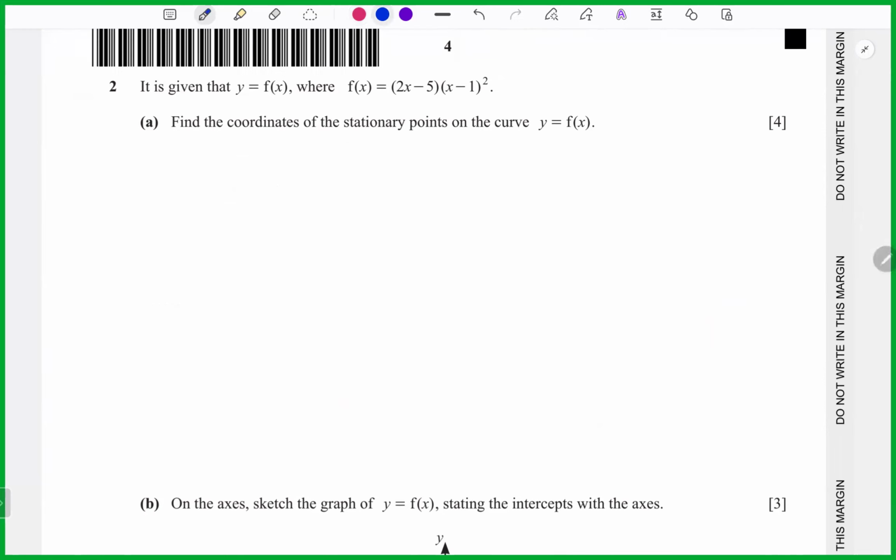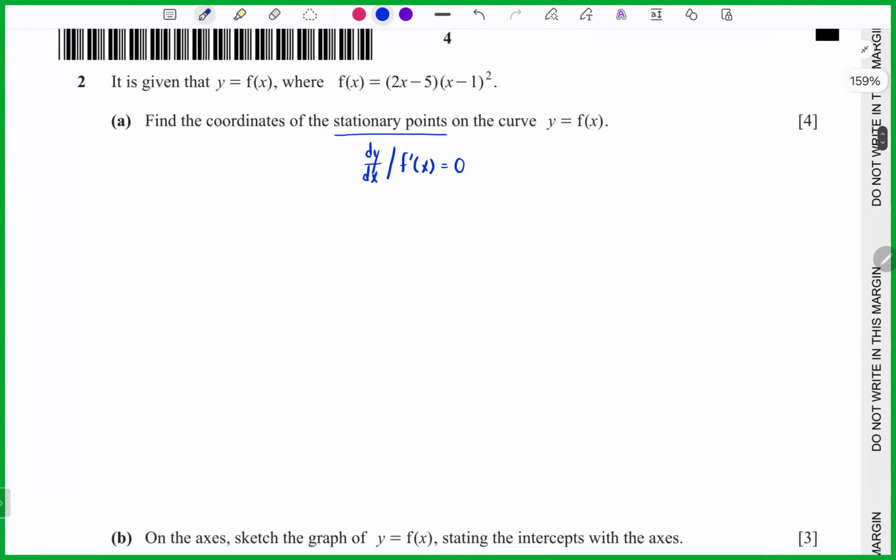The first thing is, we know a stationary point, what does that mean? dy/dx, or f prime, equals 0. So you need to differentiate it, right? You can do it two ways. For the first method, I will use the product rule. If you want to expand, you also can, no problem, but I'm lazy to expand, so I just use the product rule.